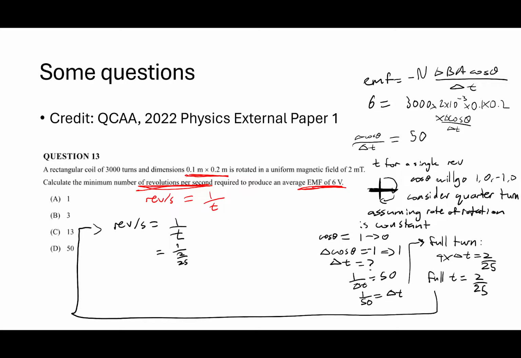Yeah, but does anyone have any questions in general, like with just general electromagnetism? Not even specific questions, just general concepts or topics.